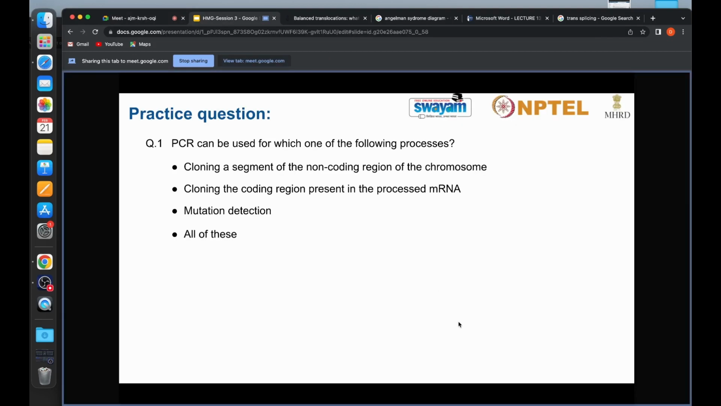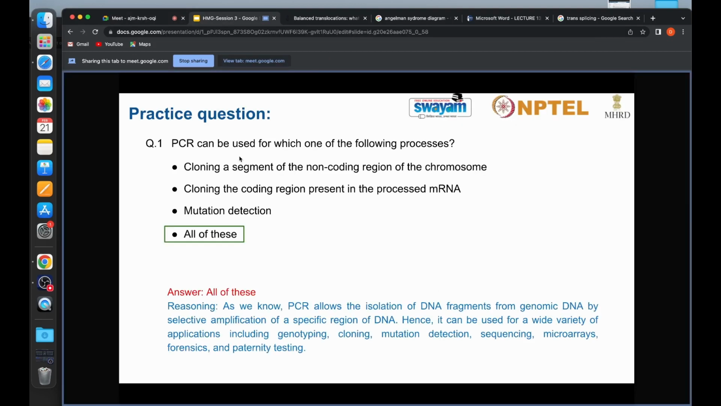The correct answer is all of these, because by using the PCR, that is polymerase chain reaction, you can clone any segment of interest, no matter whether it is a coding part or a non-coding part. So in this way, options A and B will be correct. Then comes mutation detection. You can also detect mutations because you are amplifying a particular region, and then if there is some mutation, you will observe it in the later stages by performing different experiments for observing the polymorphisms or the RFLPs. So you can also look for mutations by using this PCR. In this way, all of these are the correct option.